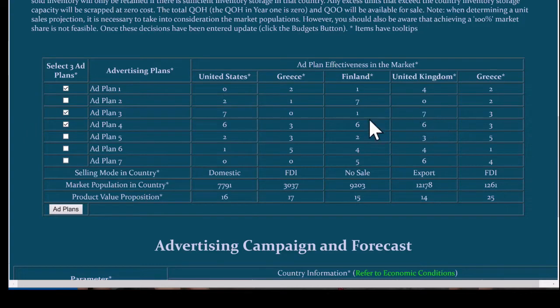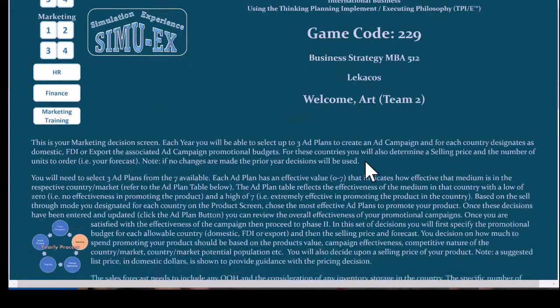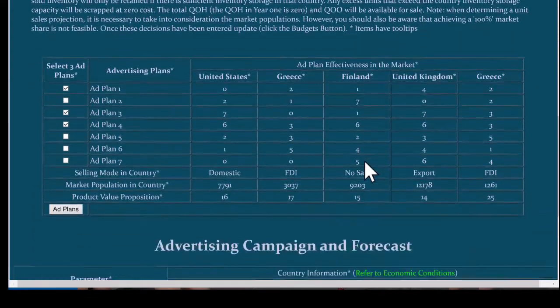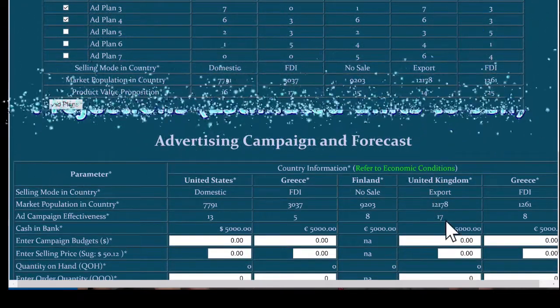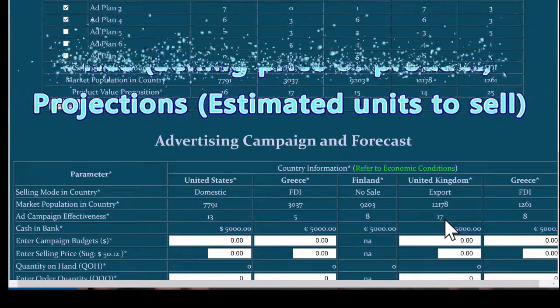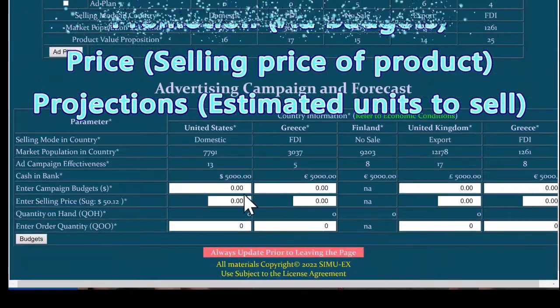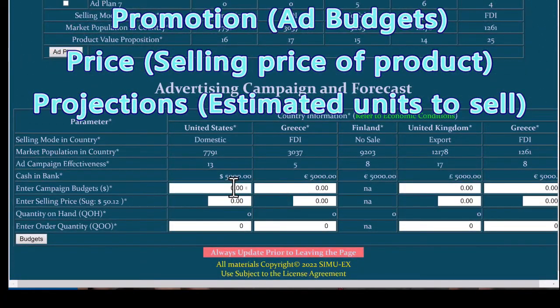The same thing would hold true in terms of products 3 and 4 that we have. So once we update, we then come down and we have the same set of different decisions that we need to make. How much promotional budget are we going to have? What is going to be the selling price? What is going to be the order quantity, i.e. the units we're going to be selling?